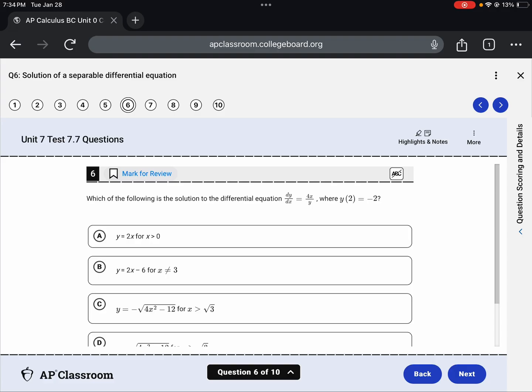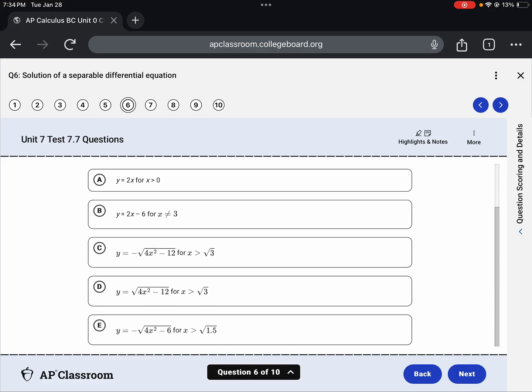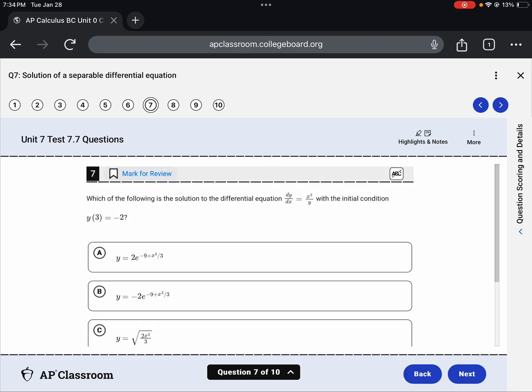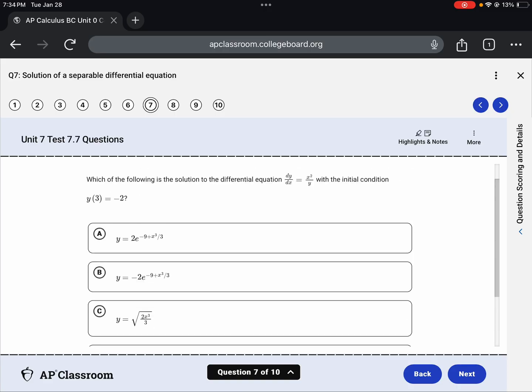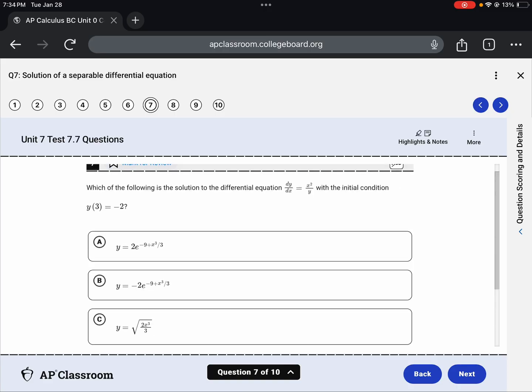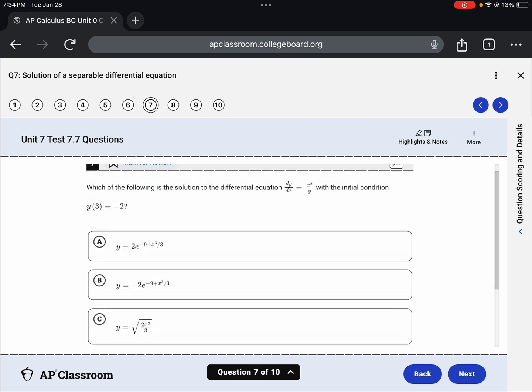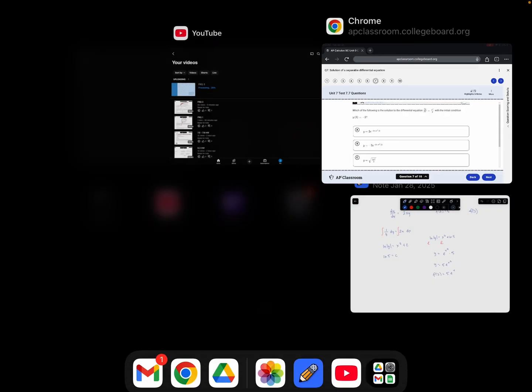Let's do this one right here. Well, I don't know. Yeah, let's do this one right here. dy dx is equal to x squared over y.